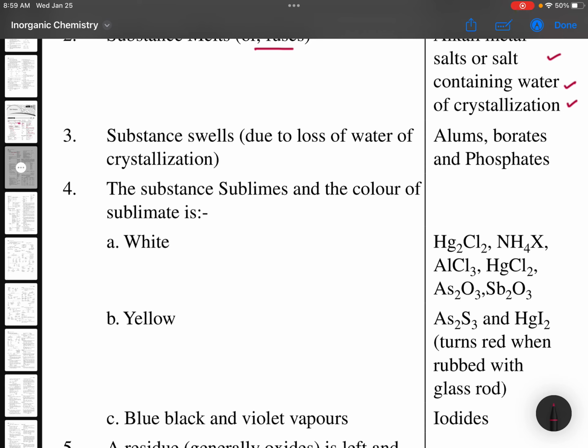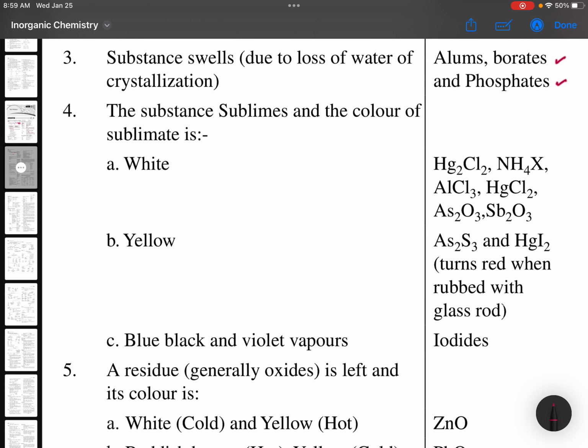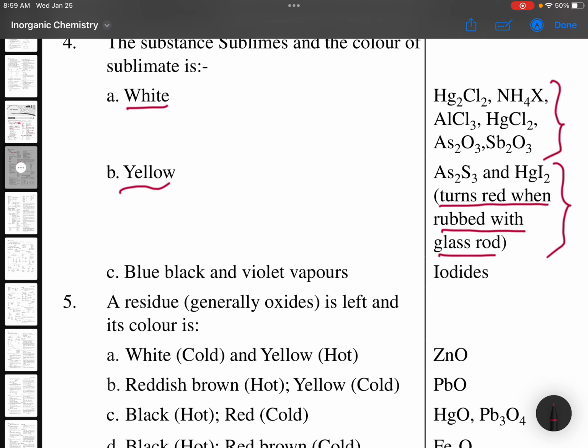Substance swells due to loss of water of crystallization: alums, borates, and phosphates. The substance sublimes, and the color of the sublimate matters. If it is white, these are the possibilities. If it is yellow, these are the possibilities. Turns red when rubbed with a glass rod.